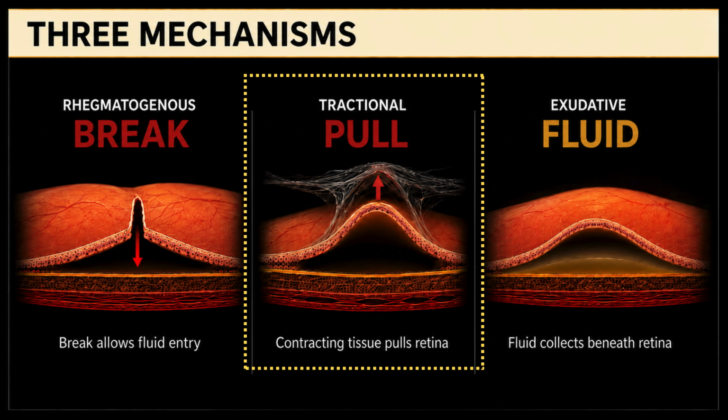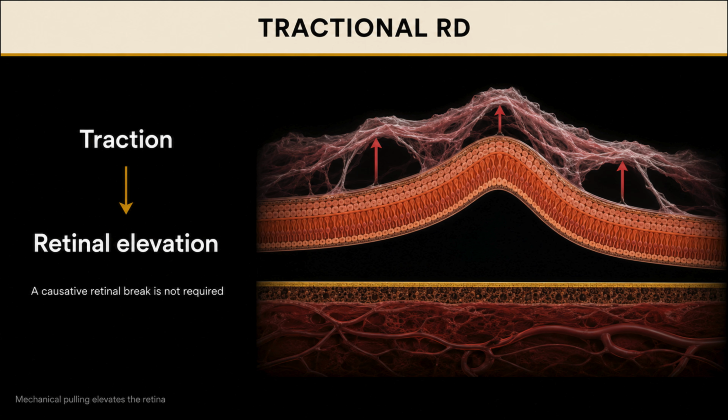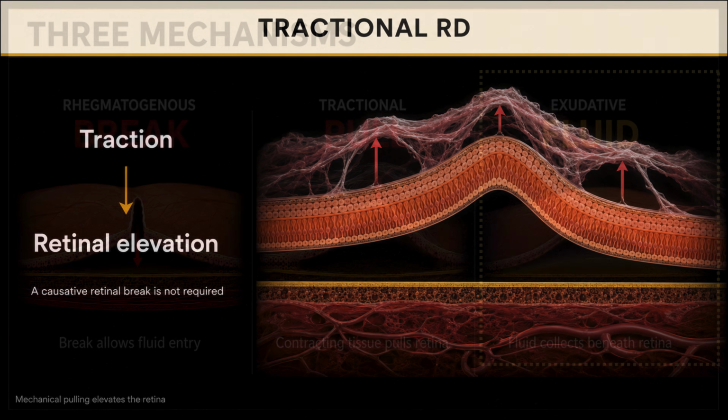The second mechanism, which is the focus of this video, is the tractional retinal detachment. In this case, the retina is not primarily lifted by fluid passing through a retinal break. Instead, a proliferative or fibrotic tissue attached to the retina contracts and mechanically pulls the neurosensory retina away from the retinal pigment epithelium. So the simplest sequence to remember is that there is traction followed by retinal elevation. A causative retinal break is not required in a pure tractional retinal detachment.